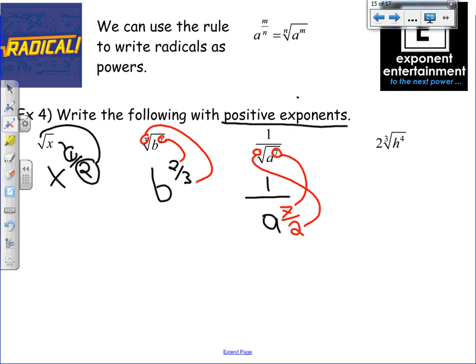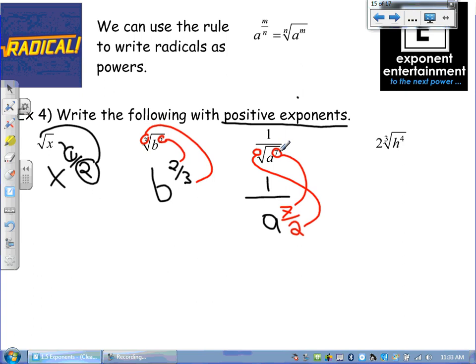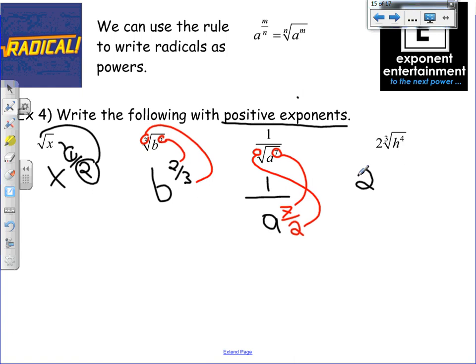Alright, final one. What do we do with the coefficient? It just stays there. It's not attached to that radical sign. So you don't do anything to it. What do you do to the h? It stays here. You don't need to move it. You can put it in front if you want, if you like the letters first. Most commonly in math, your coefficient, if it's a number, goes in front. The variable always goes after.